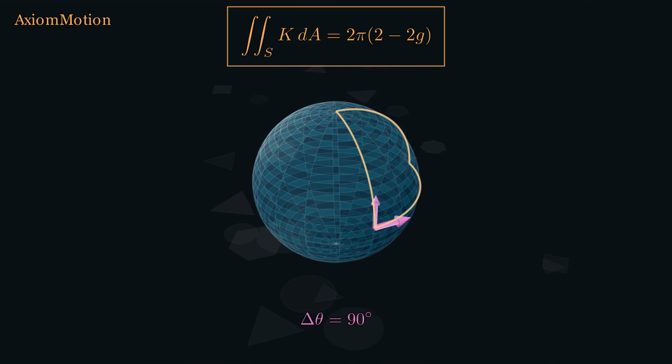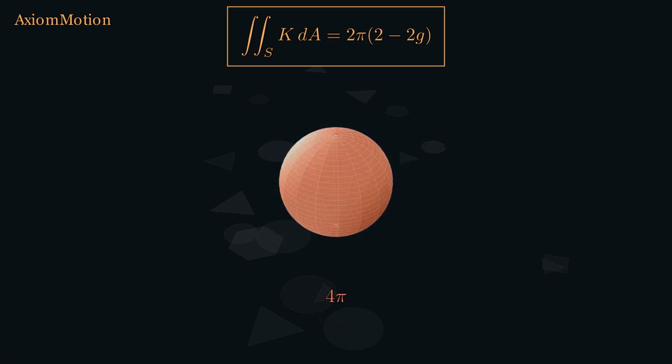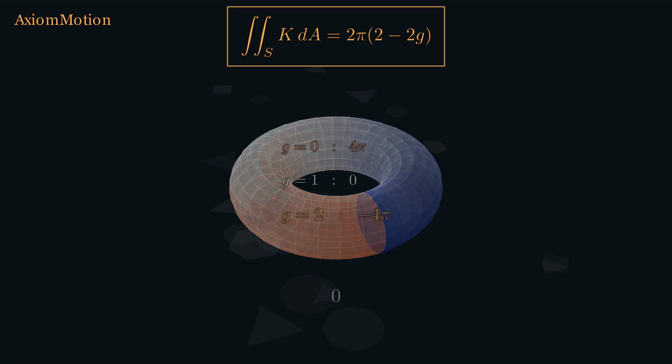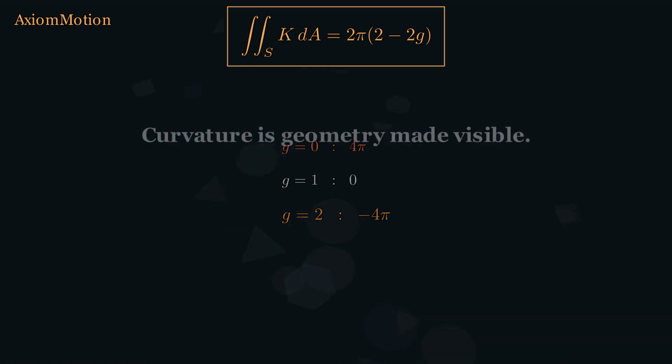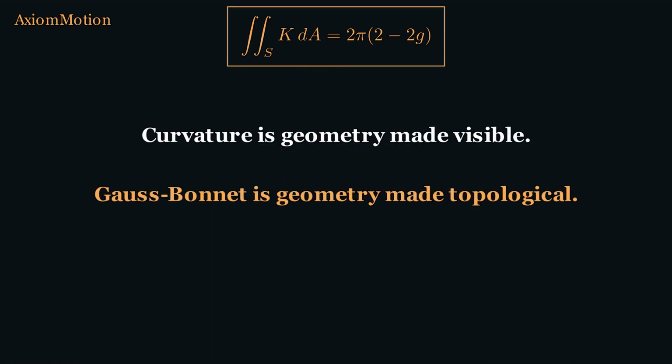A vector, transported with no twisting around a triangle on the sphere, came back rotated 90 degrees, purely from the curvature of the surface. And the Gauss-Bonnet Theorem tied it all together. 4 pi for the sphere, 0 for the torus. The total curvature is a topological invariant. Curvature is geometry made visible. Gauss-Bonnet is geometry made topological.